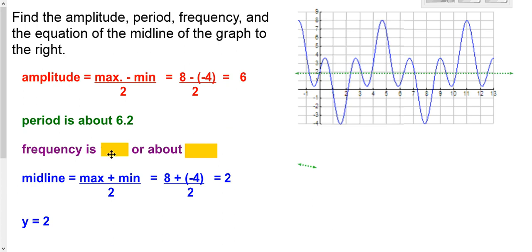Frequency is just the reciprocal of the period. So I need to go 1 over 6.2. Well, if I go 1 over 6.2 and work that out, I get about 0.16.